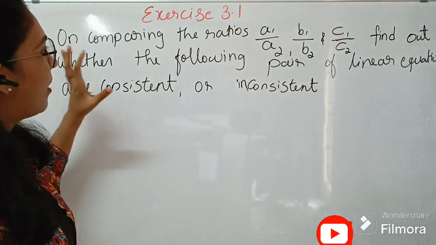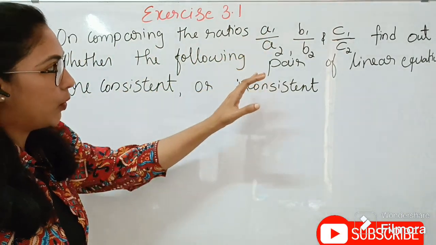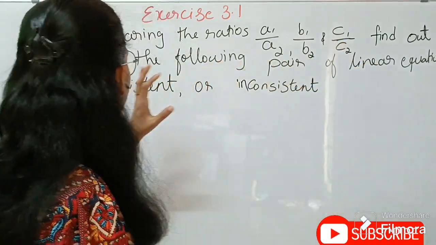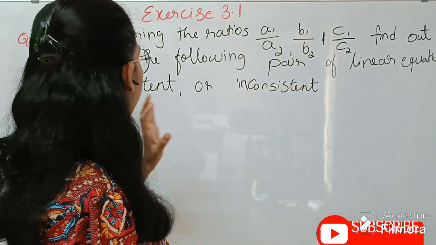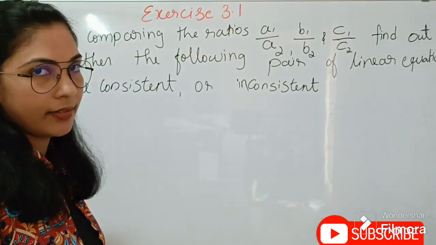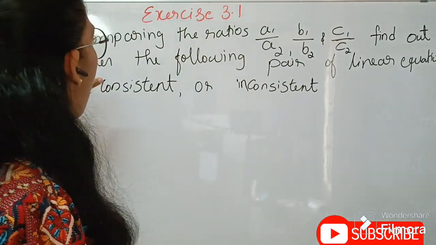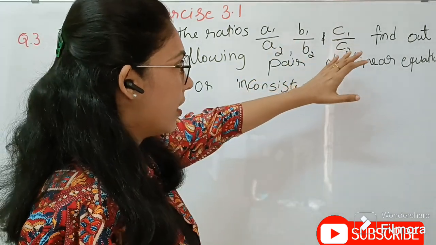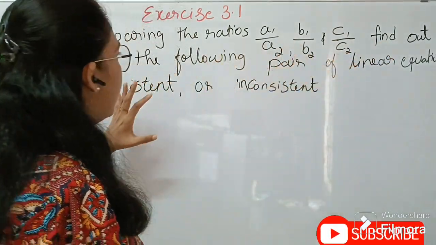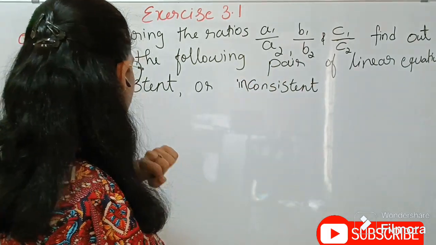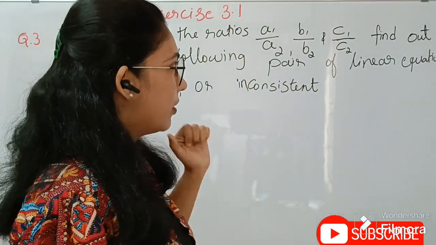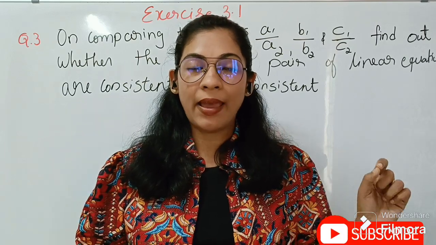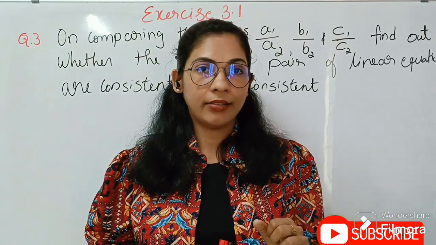Now, on comparing the ratios a1 upon a2, b1 upon b2 and c1 upon c2, find out whether the following pair of linear equations are consistent or inconsistent. I repeat: on comparing the ratios a1 upon a2, b1 upon b2 and c1 upon c2, find out whether the following pair of linear equations are consistent or inconsistent. So this is the question, and we already discussed the conditions of lines parallel, coincident and intersecting.